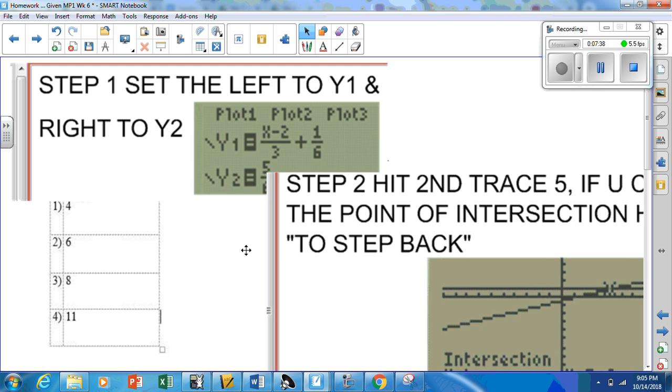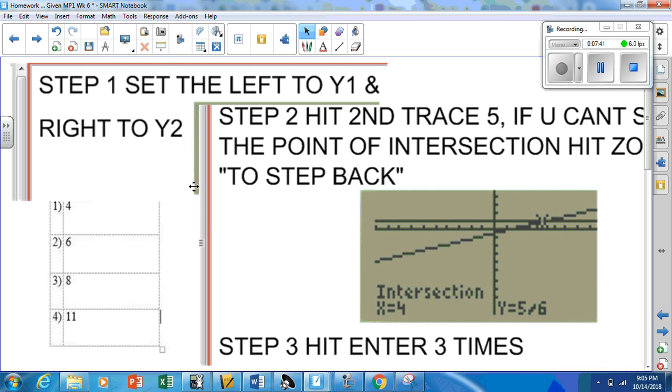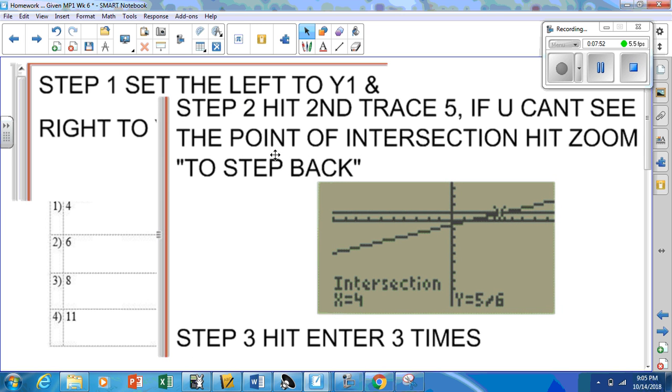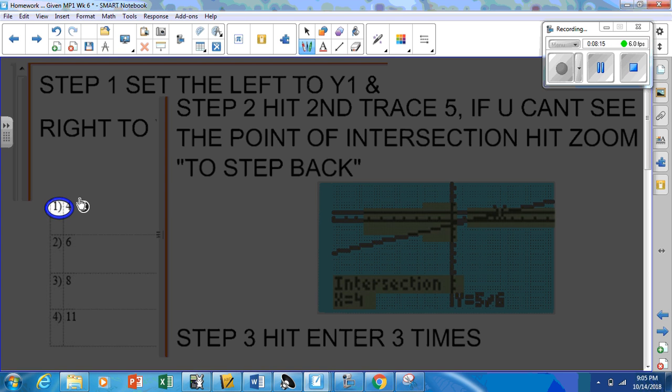Consider our next steps. We're going to hit second trace 5. If you can't see it, we're going to step back, but we have to be able to see that point of intersection. After we hit second trace 5, we hit enter 3 times. When we do, we see that when the value of x is 4, y is 5/6. But what we're most interested in is that solution of 4.